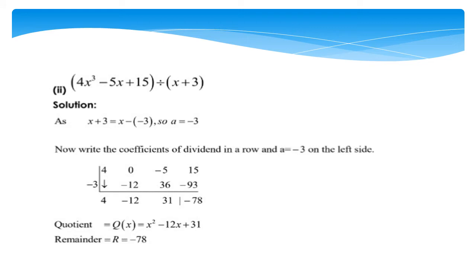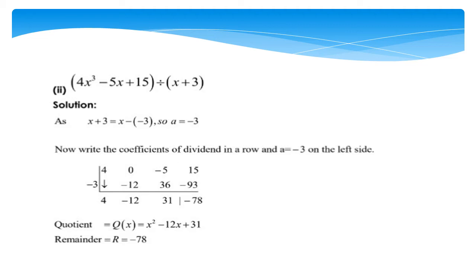Second question: 4x cube minus 5x plus 15 divided by x plus 3. Solution: x plus 3 equals 0, so a is equal to minus 3. Now write the coefficients of the dividend in a row, with a equal to minus 3 on the left side. First, 4 for x cube. The power x square is missing, so its coefficient is 0. Then put 0. So 4, 0, then minus 5 is the coefficient of x, and 15 is the constant.